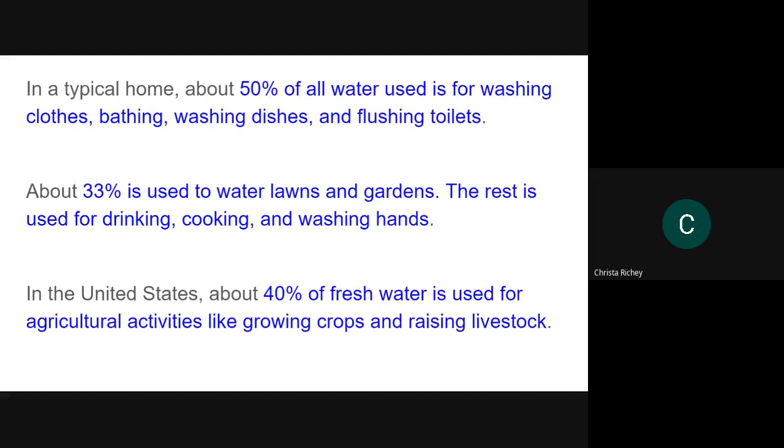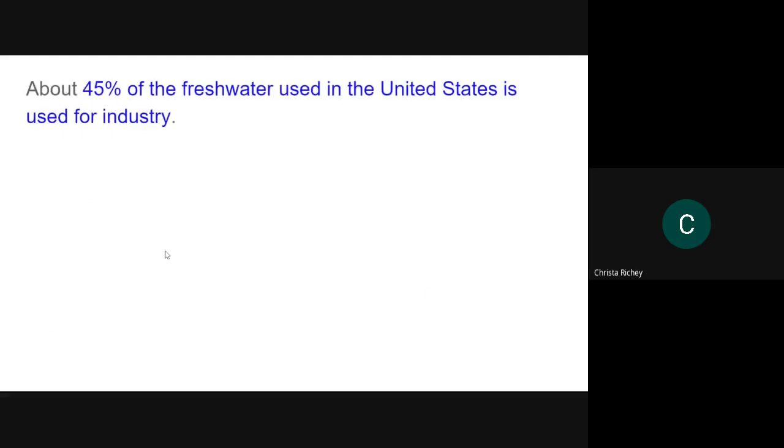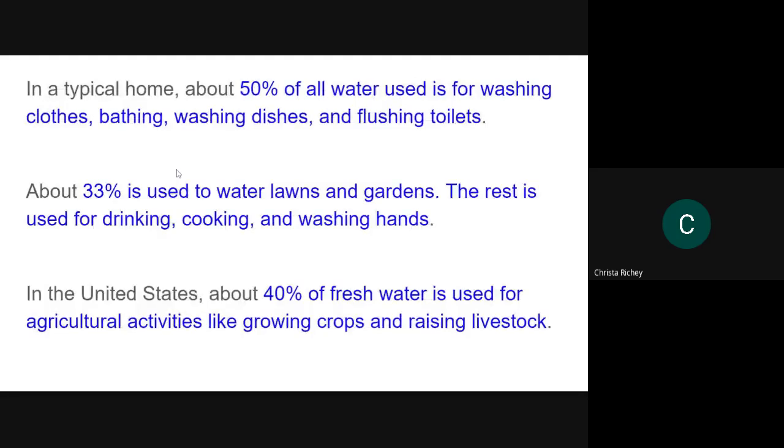If it was 60%, of that, 50% is used for doing your normal cleaning activities. 33% of that would be for yards, and that 17% would be for everything else. Yeah, that's what I thought, because I knew that this tied over to the next one and I couldn't remember because I did these notes before.